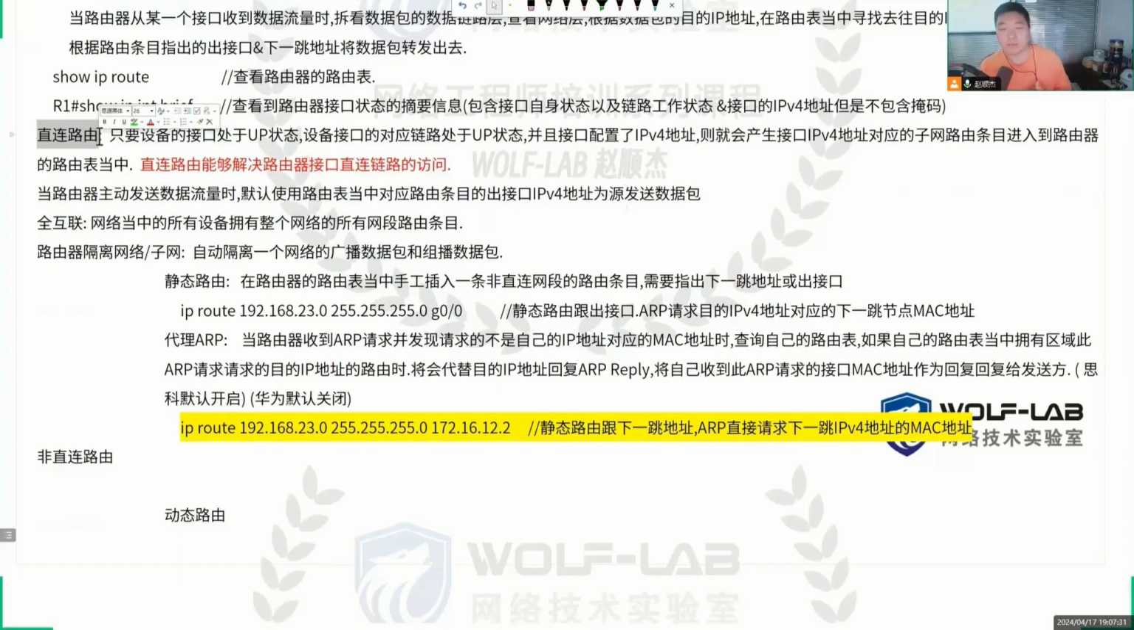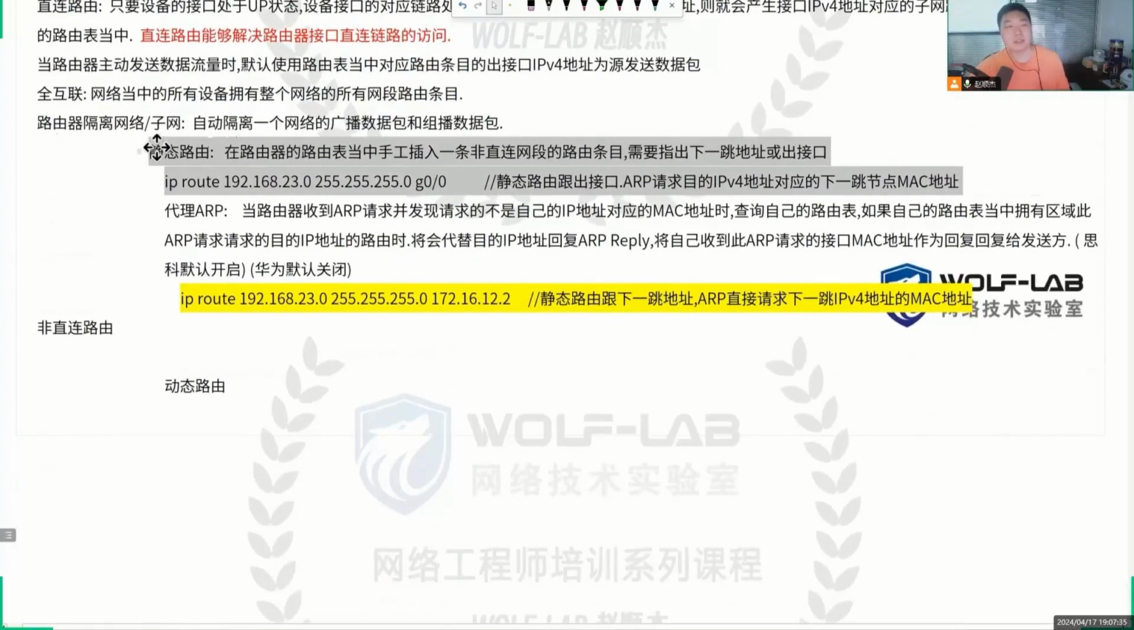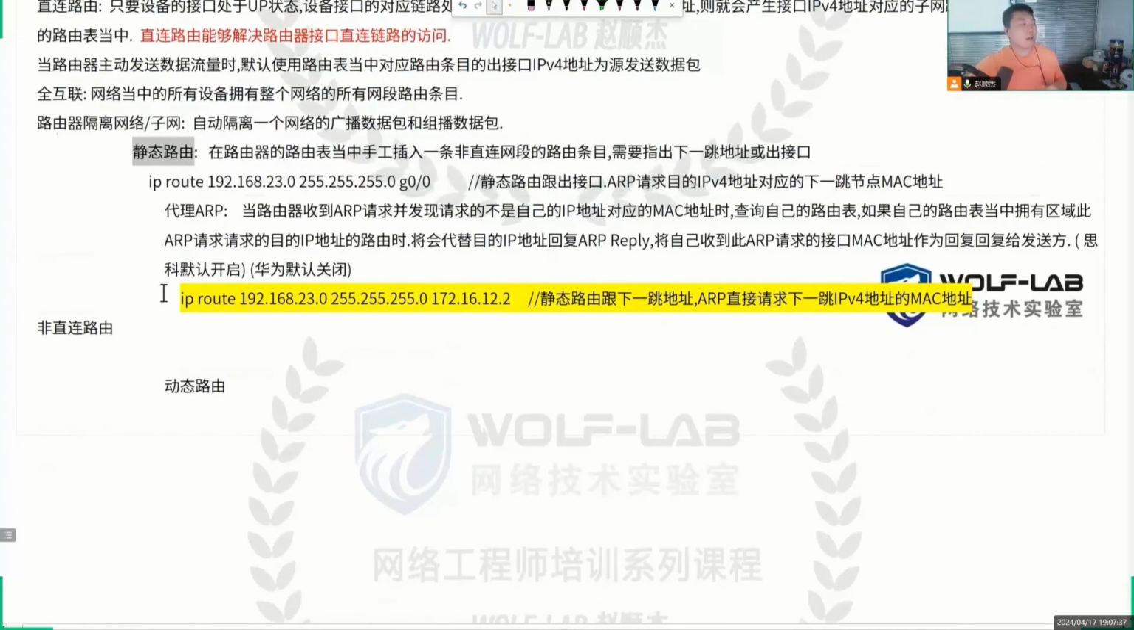We thought of manually inserting static routes. We talked about non-direct routes, which we can divide into static routes and dynamic routes. Static routes are manually inserted by us. We can manually specify, to which network segment or subnet, we should route this data packet through which interface. Or we can specify that you direct traffic to a certain network segment or subnet, then you throw the packet to which next hop address.